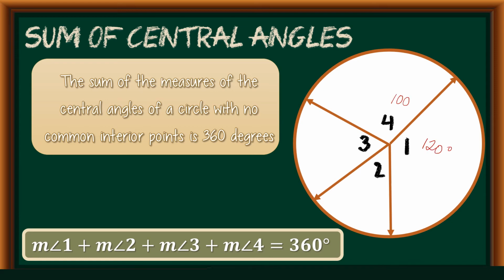So for example, we have angle 1 measures 120 degrees. This is, for example, 100 degrees. This is 70 degrees. So we have 100 plus 120 is 220, plus 70 is 290. That means angle 2 is equal to what? Okay, 70 degrees. The sum should be equal to 360 degrees.